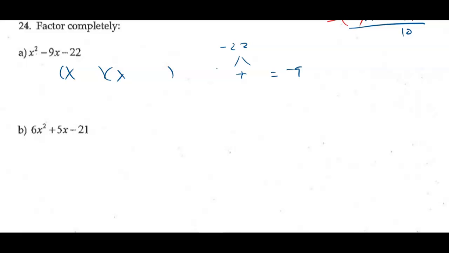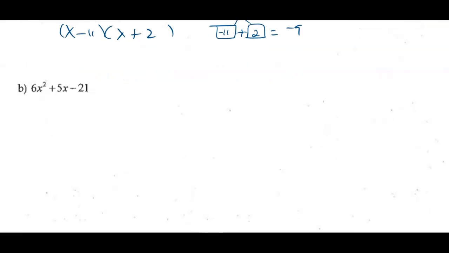So I want two numbers such that they multiply together to give me negative 22, but they add up to negative 9. Well, it looks like a negative 11 and a positive 2, because negative 11 and positive 2 multiply to that, and then add up to that. Done. You can certainly do guess and check on this one as well.